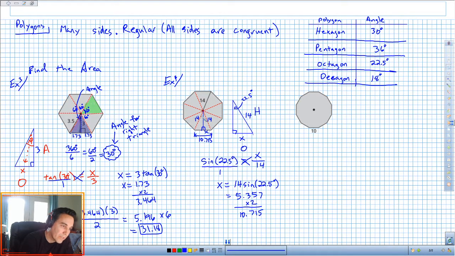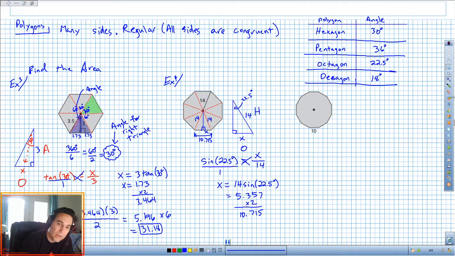So now that we're looking at this whole triangle right here, I'm going to find the area of this whole triangle. So I know the base. Oh, I haven't figured out the height yet. Hold on, undo the coloring I just did.